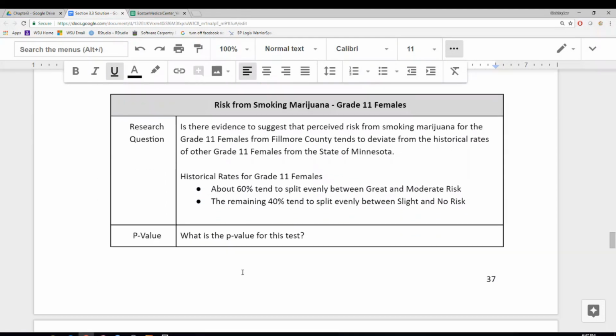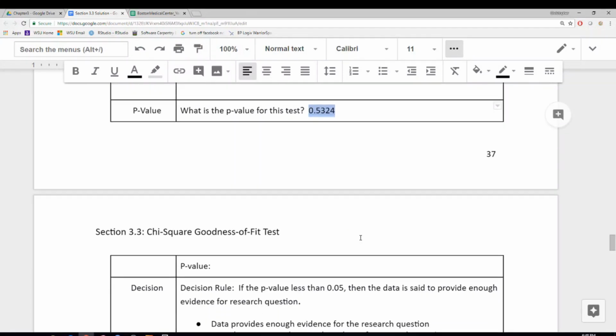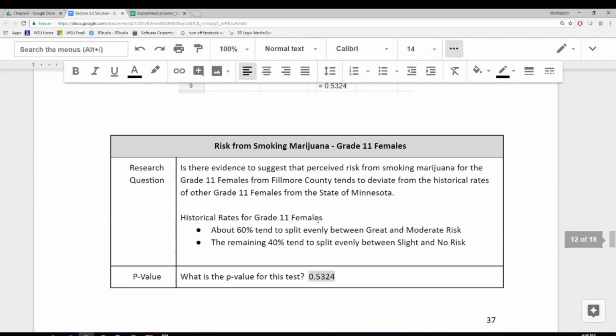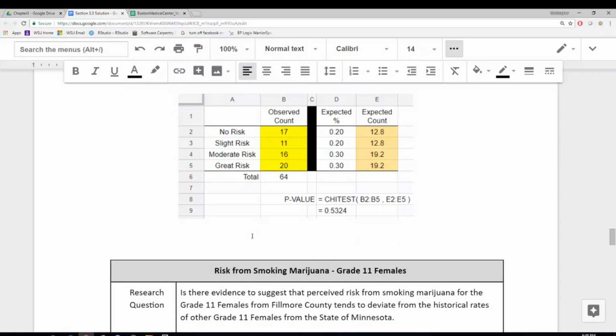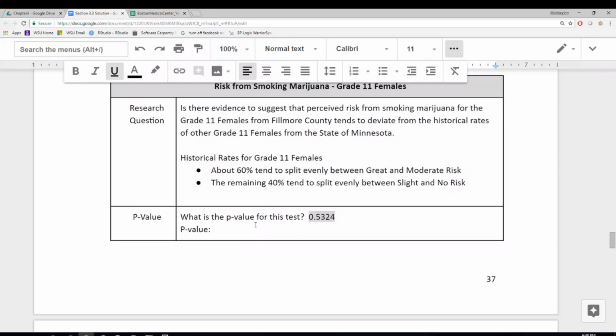So let's go ahead and finish up here. What is the p-value for this test? Well, that p-value is 0.5324. Sorry about that. It looks like I had a spot for that p-value. Let me go ahead and just put that where it's supposed to be.